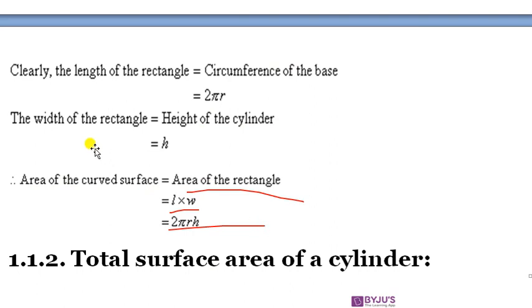So what is the formula of the curved surface area of a cylinder? 2 pi r h. Remember that. With this formula you have to solve many problems. The curved surface area of a cylinder is 2 pi r h. You know the value of pi is 22 by 7.